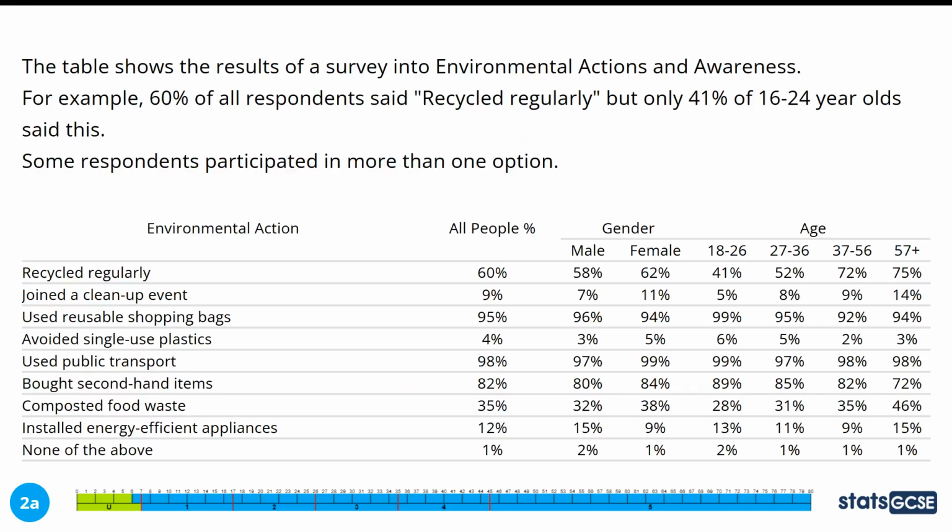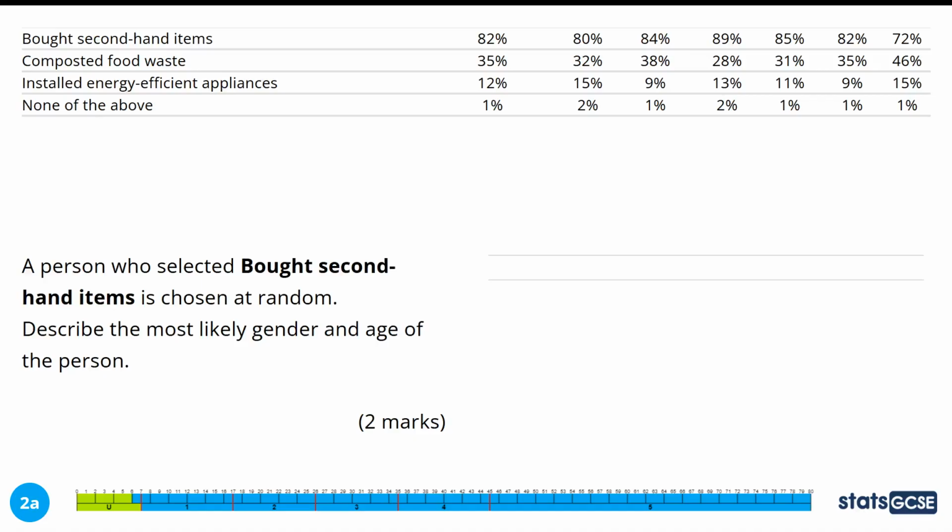The table shows the results of a survey into environmental actions and awareness. For example, 60% of all respondents said recycled regularly, but only 41% of 16 to 24-year-olds said this. Some respondents participated in more than one option. A person who selected bought second-hand items is chosen at random. Describe the most likely gender and age of this person.